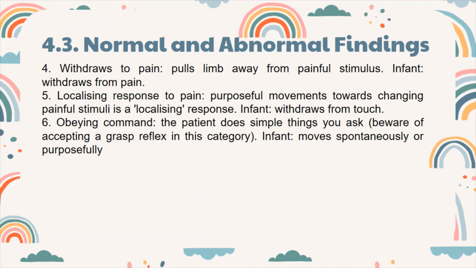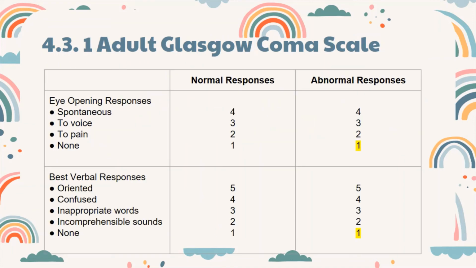For grade 6, we have obeying command. The patient does simple things as you ask. For infant, moves spontaneously or purposefully. For CLO number 4.3.1, we have the adult Glasgow Coma Scale. The tables shown below are the normal and abnormal responses and their scores.